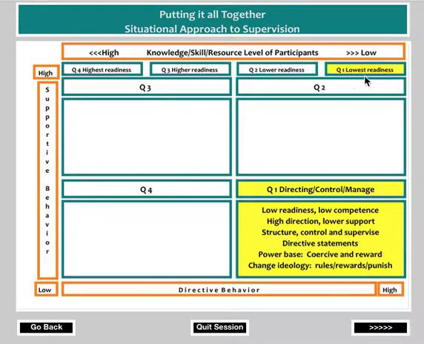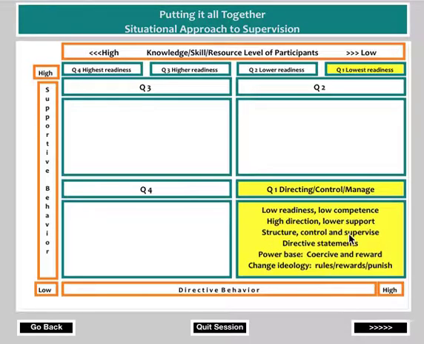Okay, Q1, lowest readiness. We're working with individuals at low readiness in terms of their knowledge, skill, and resource levels. This is called directing, control, and manage. So if you're working with individuals that have low readiness skills, then you probably want to engage in directing, controlling, and managing behaviors. These individuals present low readiness and low competence. You're using high direction and lower support. You're not withholding support, but your directions and management seem to be the key thing.